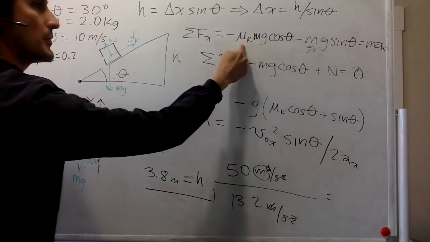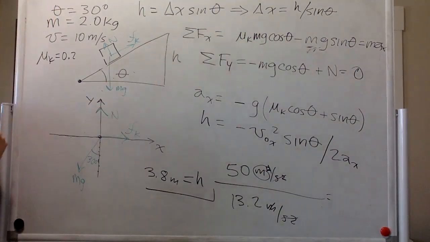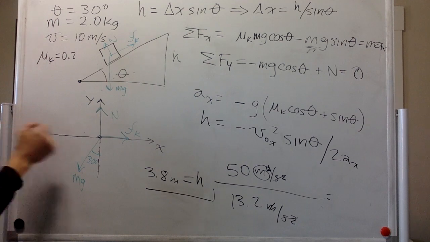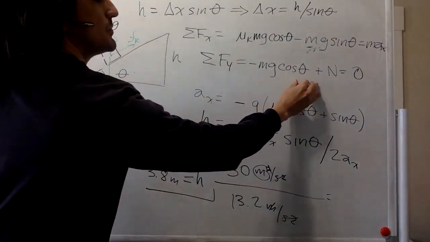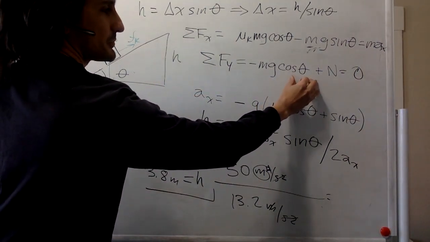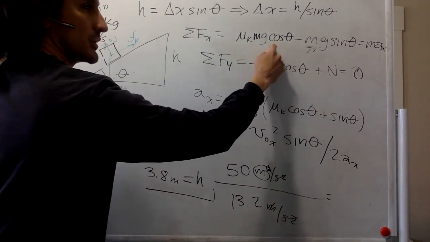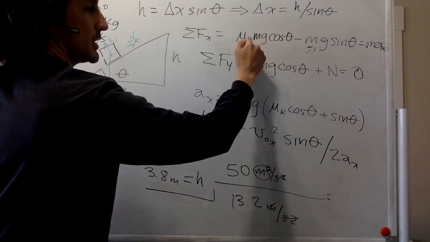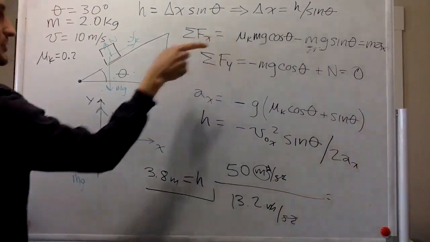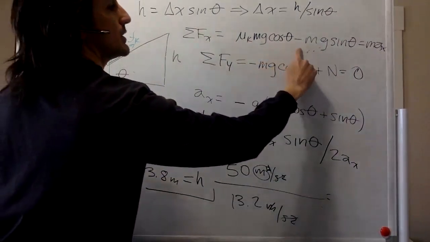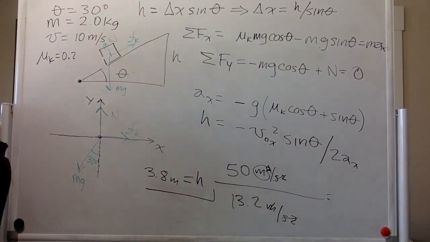We have friction. Now it's in the positive direction. The equation in y is the same. So the normal is still mg cosine theta. So we can put it in here for mu k times the normal. But now this one is in the positive direction. And the gravity, mg sine theta, is still in the negative direction.